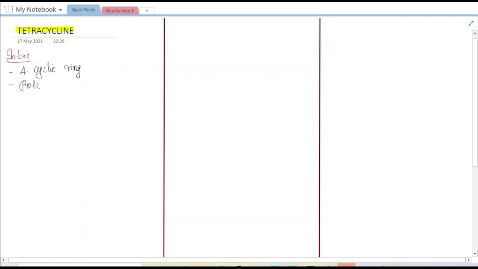That is actually the mechanism of action, how this is acting. It acts by inhibiting protein synthesis. Since it is a protein synthesis inhibitor, it is bacteriostatic. All the protein synthesis inhibitors are bacteriostatic in nature. We know there are bacteriostatic drugs as well as bactericidal drugs. These are bacteriostatic drugs. So that is about the definition.